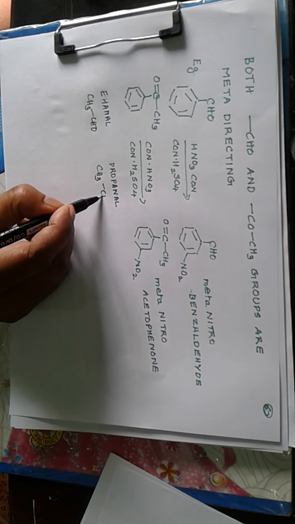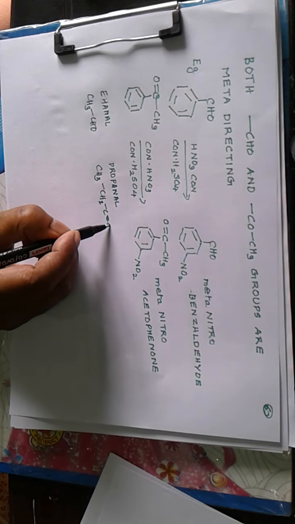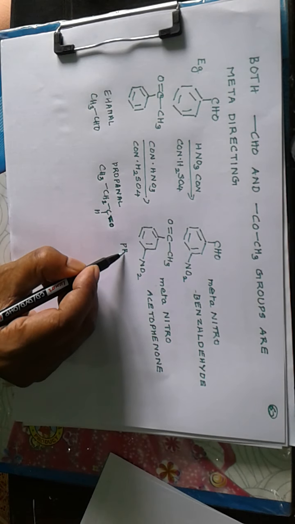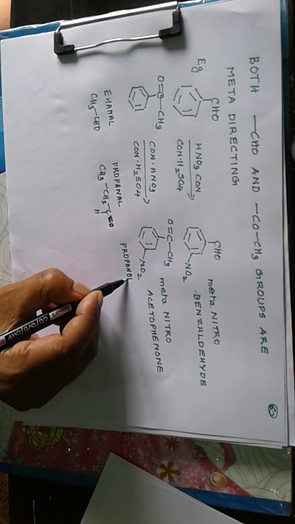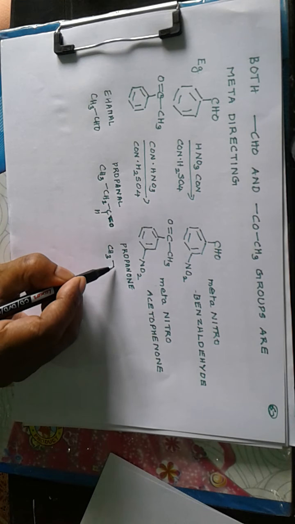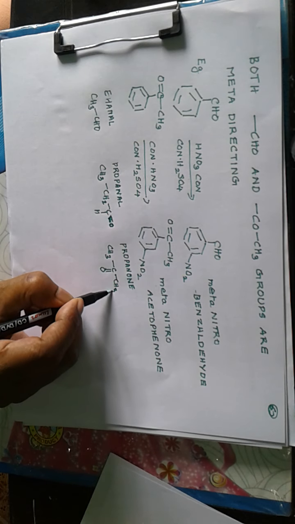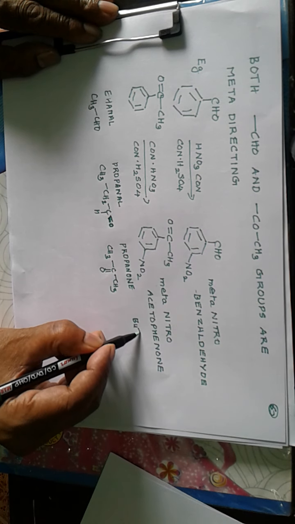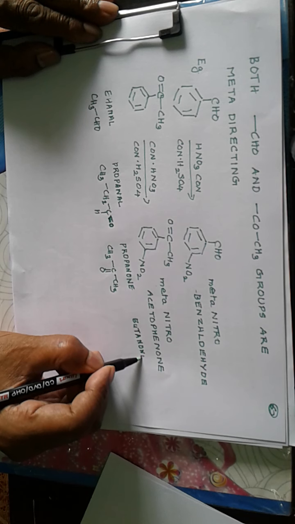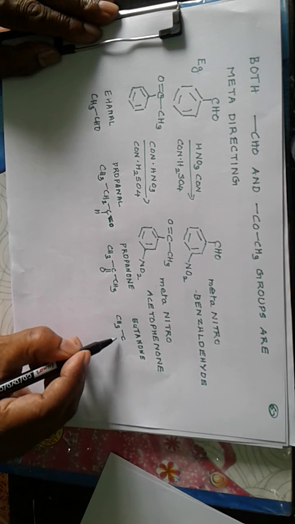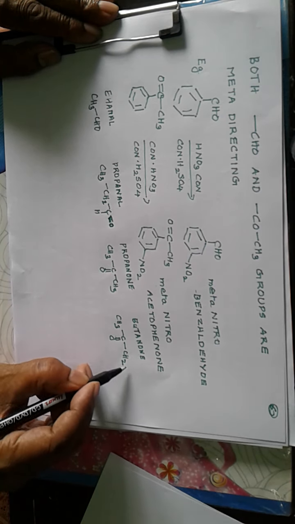And propanal is CH3CH2CHO. Then propanone is acetone, CH3COCH3, and butanone is CH3COCH2CH3.